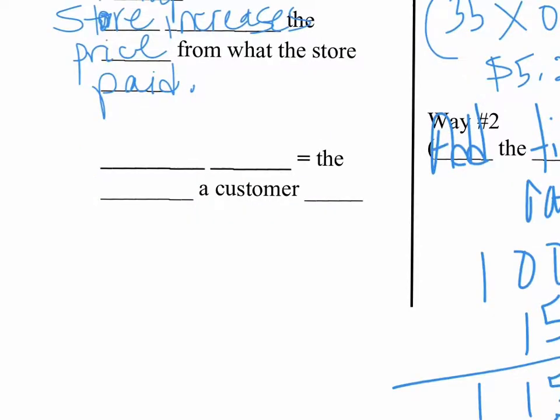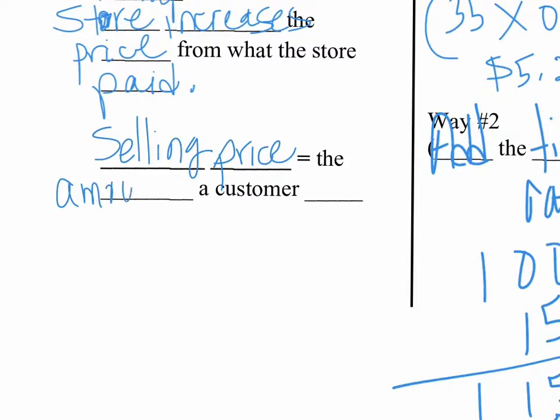Lastly, we need to cover what selling price is. Selling price is the amount a customer pays. So the selling price is the cost that the person who owns the store paid for it plus the markup. That becomes the selling price. That's the profit plus what the store bought the item for, the selling price.